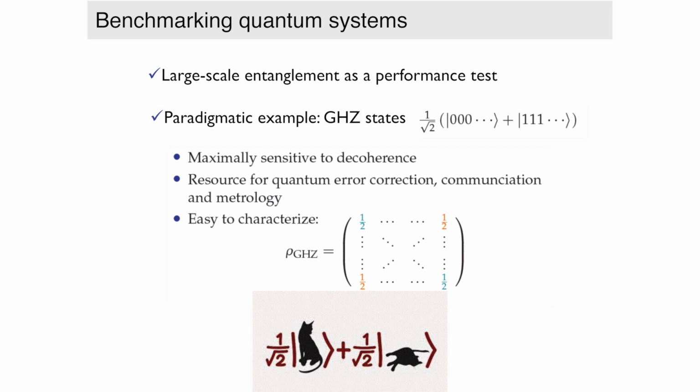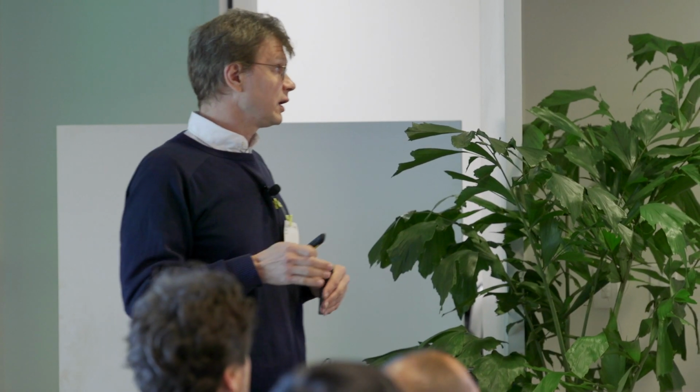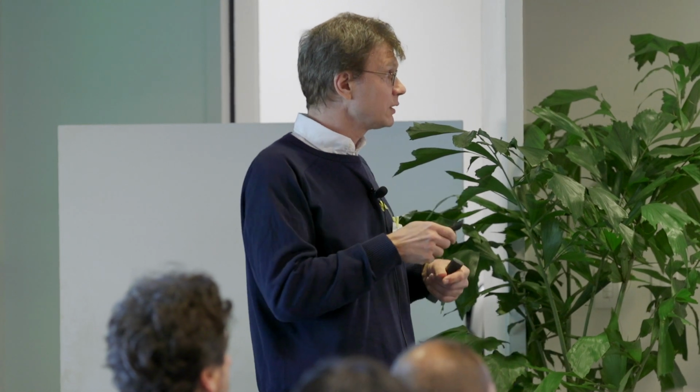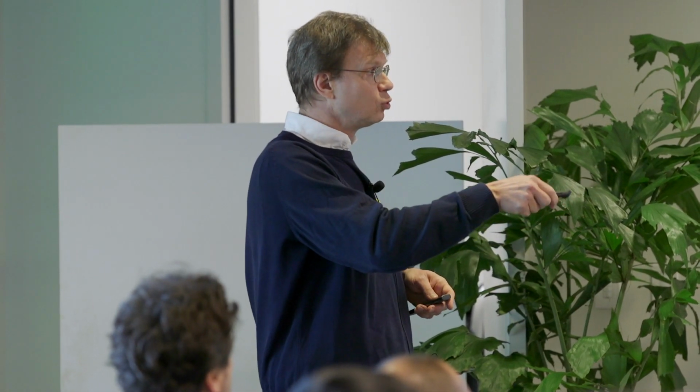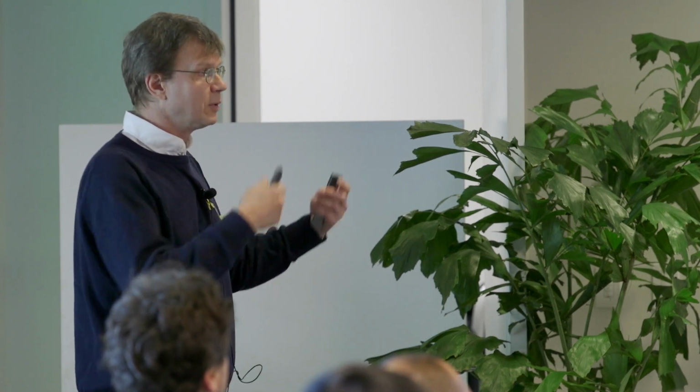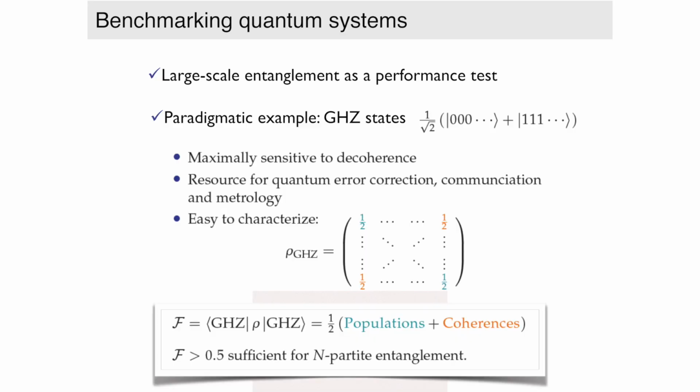It turns out that those states have a number of interesting features. They're maximally sensitive to decoherence. If one of the qubits makes an error, you can completely destroy the state. The states are also an important resource for things like error correction. But what is also very important is that these states are relatively easy to characterize. Most entangled states are very hard to characterize. Here, you just need basically 2 elements of the density matrix, 4 elements, I guess, to really characterize those. And from those elements, including populations and coherences, you can derive the sufficient condition for particle entanglement.